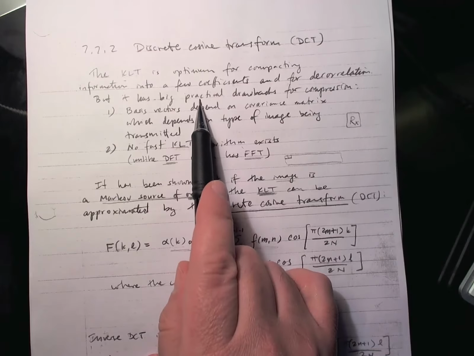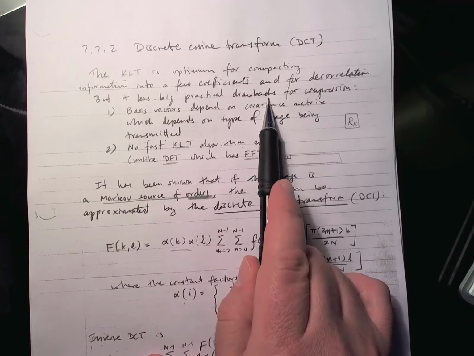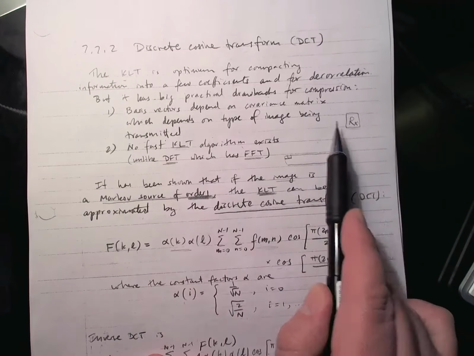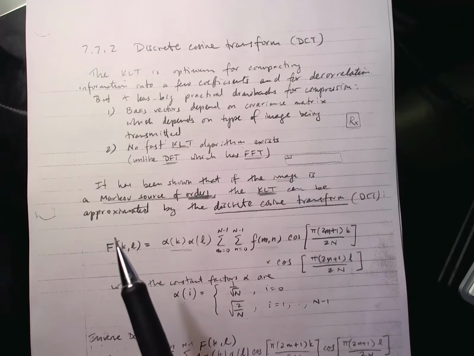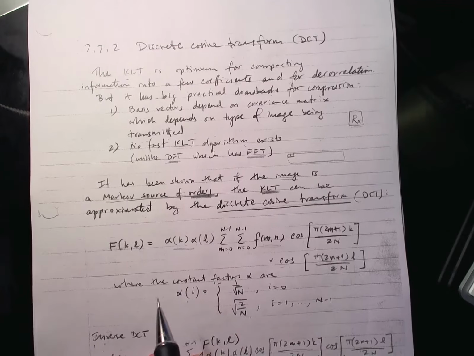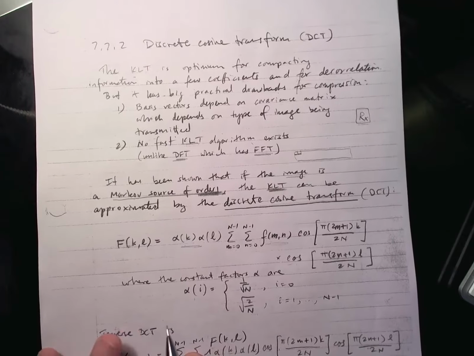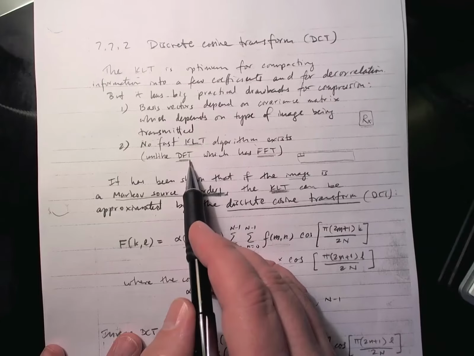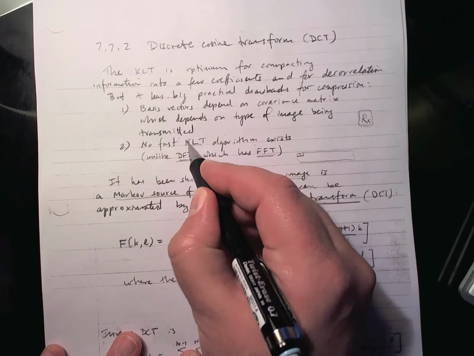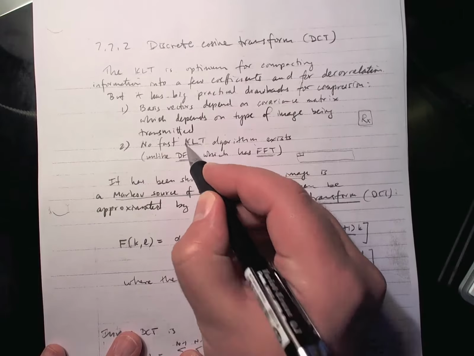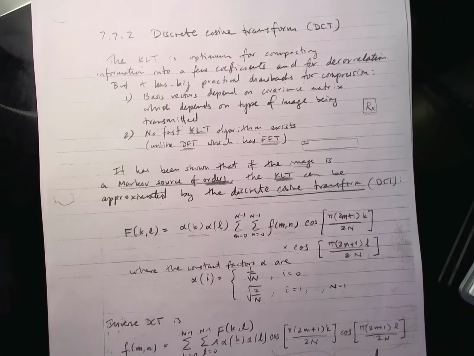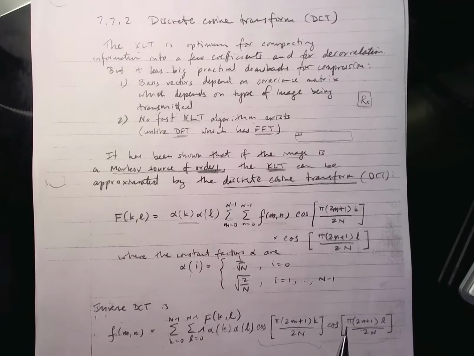So it has two practical drawbacks. One is that the basis vectors depended on this covariance or correlation matrix, which depended on the images that you would expect, as I just said. Another is that there's no fast KL transform algorithm the way there's a fast Fourier transform, FFT, or fast discrete cosine transform, which is the one we're about to learn.